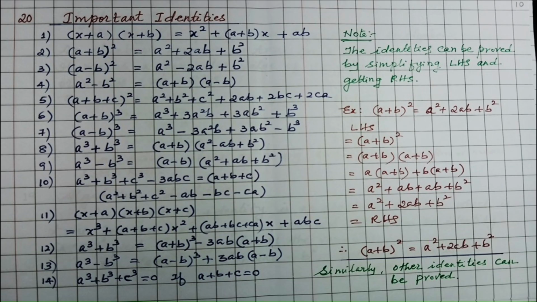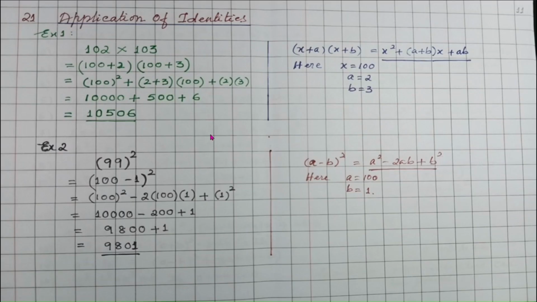Similarly, all the identities can also be proved. Remember that. Now let us learn a few examples of the application of identities. If I want to find the product of 102 into 103, I can directly go for the product method, but here I want to apply an algebraic identity. So let us see which identity can be applied.